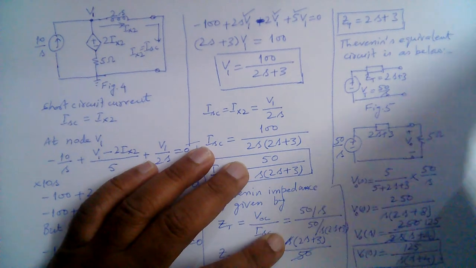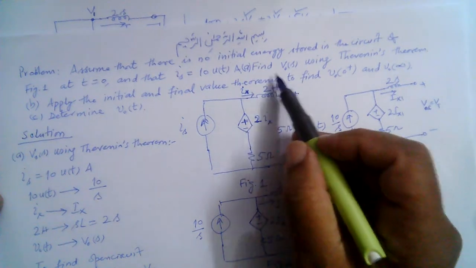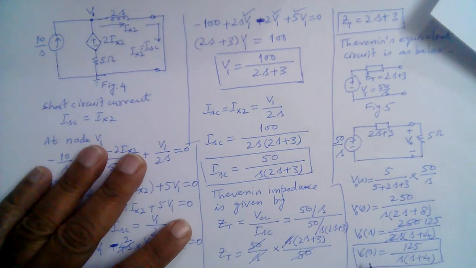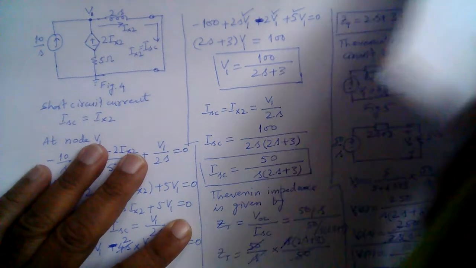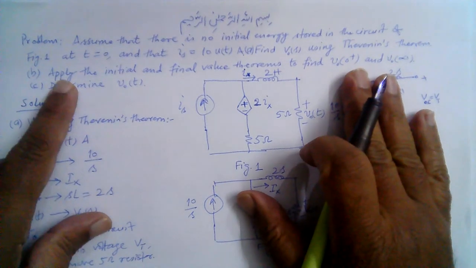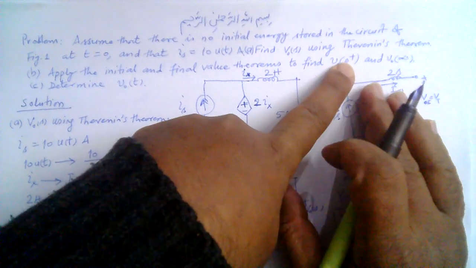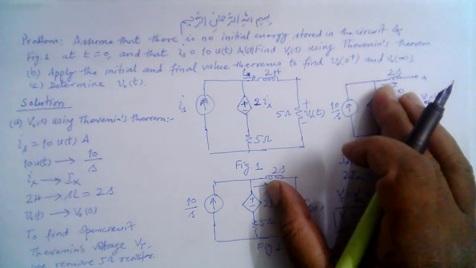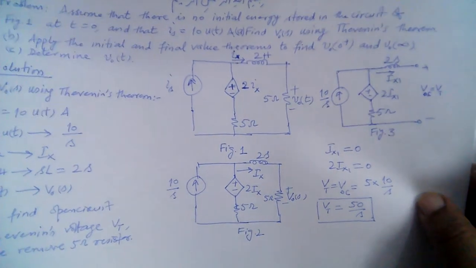So we have completed our part A, which was to find V naught S using Thevenin's theorem, and we have found V naught S is equal to 125 over S into S plus 4. Now to the second part, part B: apply the initial and final value theorems to find V naught at time t equals 0 positive and V naught at time t tends to infinity. So let's proceed to our part B.